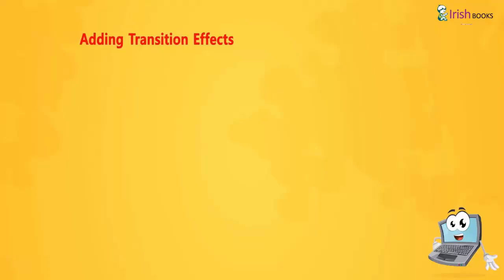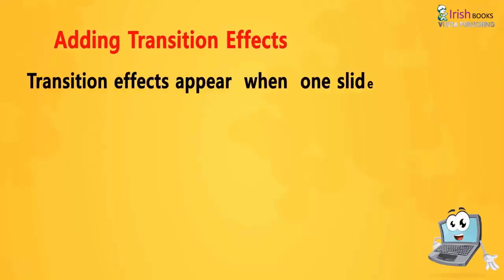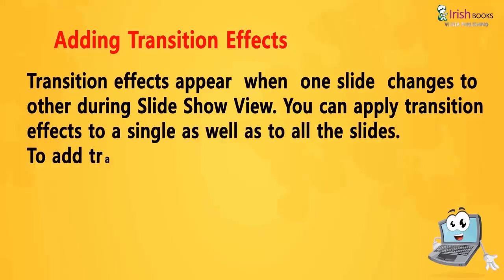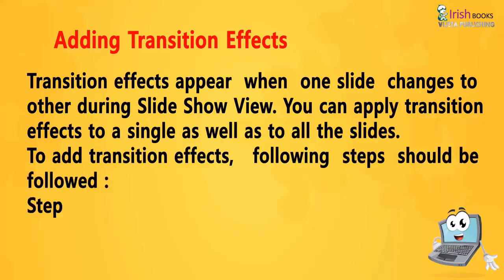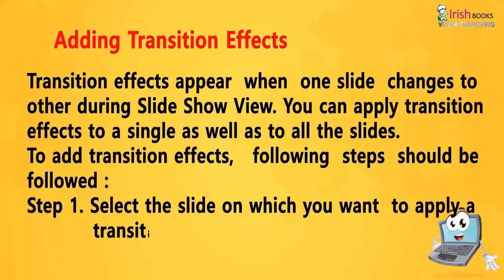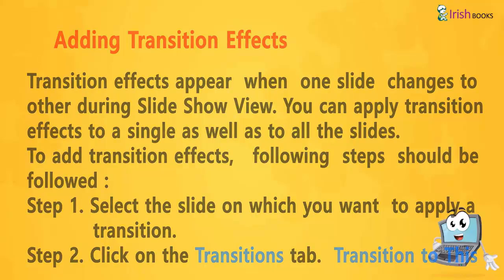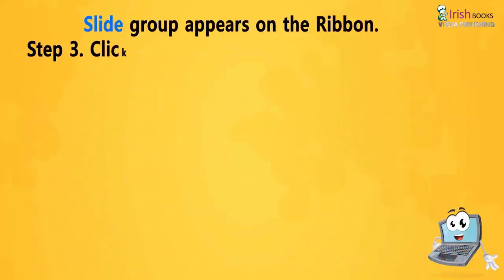Adding transition effects. Transition effects appear when one slide changes to another during slideshow view. You can apply transition effects to a single slide as well as to all the slides. To add transition effects, the following steps should be followed. Step 1. Select the slide on which you want to apply a transition. Step 2. Click on the Transitions tab. The Transition to This Slide group appears on the ribbon.